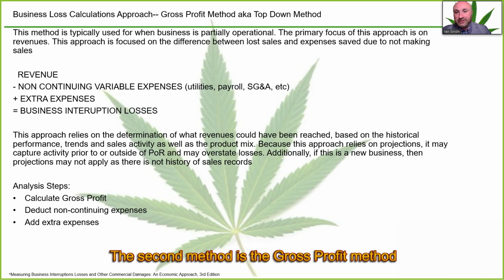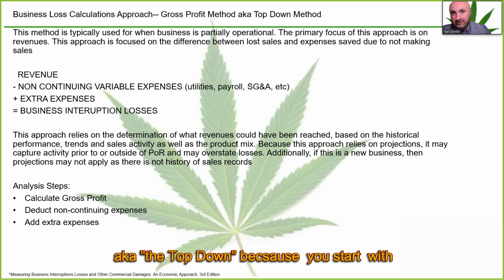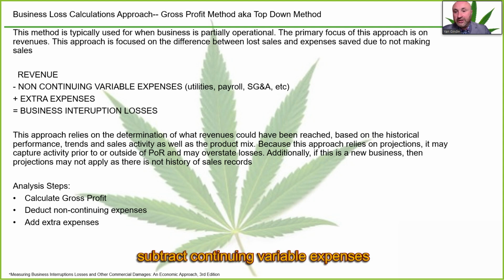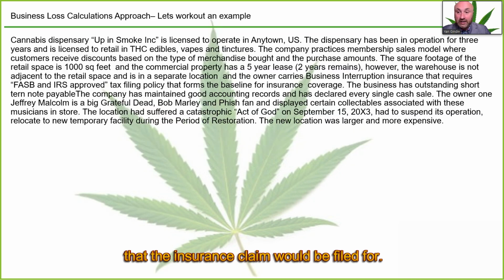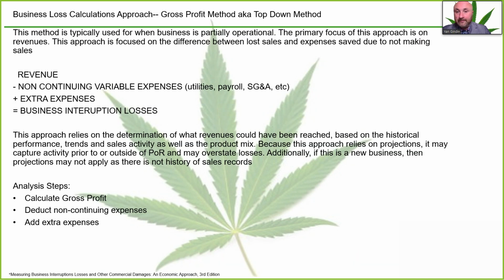The second method is the gross profit method, the top down. You start with your forecasted or restored revenues. You would subtract your continuing and variable expenses. You would add your extra expenses, and that would total up to the interruption loss that the insurance claim would be filed for. Any questions before we proceed? Because I want to go through the example.